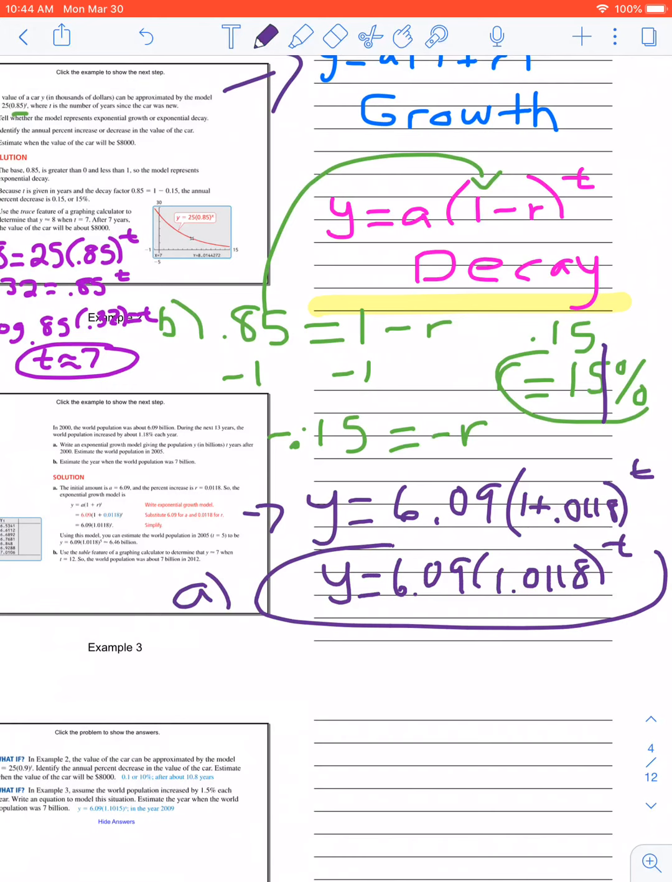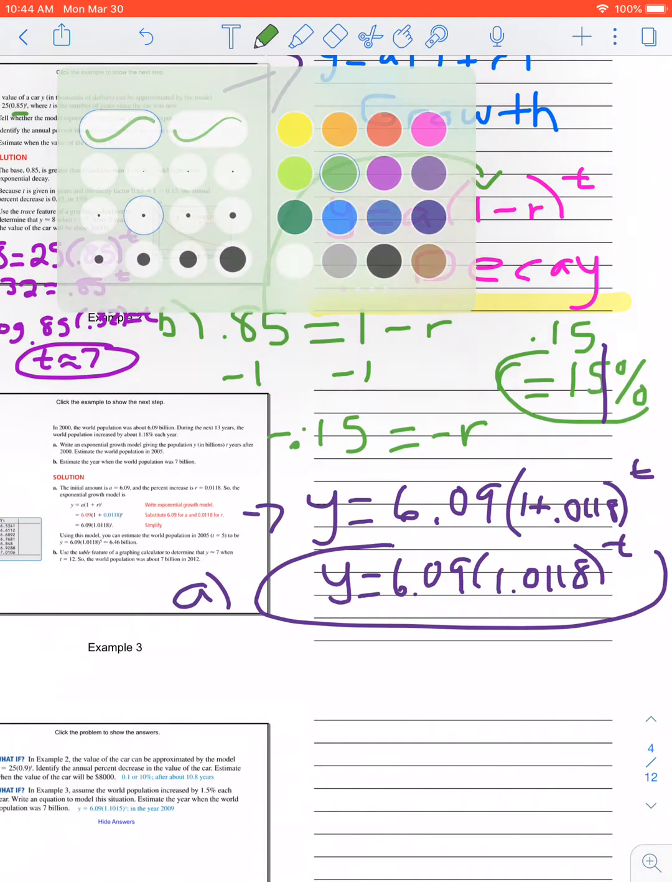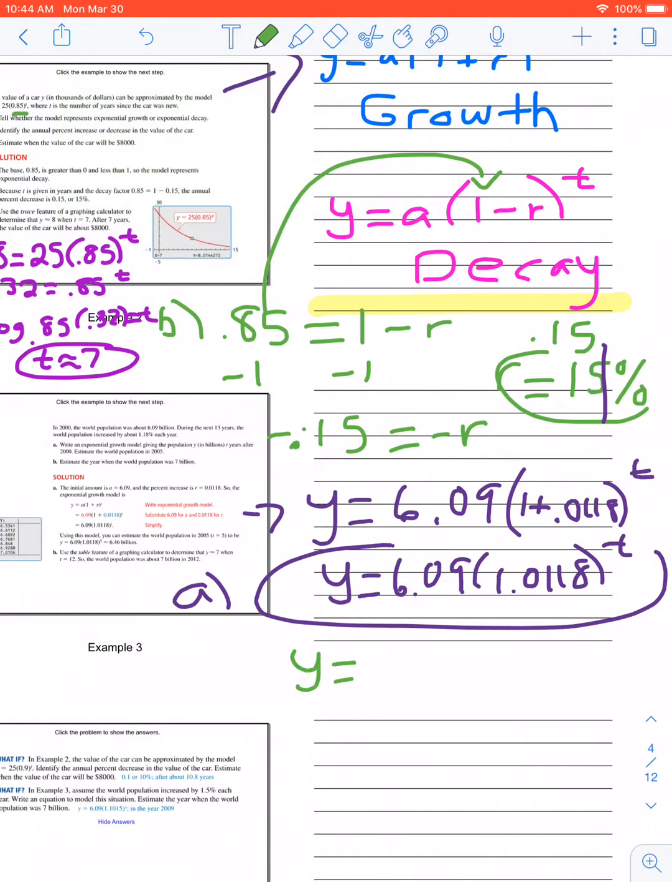And then for B, it'd say, okay, now what's going to be the population from 5? Well, that's 5 years. So that's talking about years, and that's time. So all I do is take that 5, plug it into the equation, hit this all on my calculator, and solve it. I should get this answer right here, about 6.46 billion. Make sure when you type this in your calculator that you don't multiply the 6.09 times the 1.0118. You have to do order of operations, so you're going to take it to the 5th power and then multiply it by 6.09.